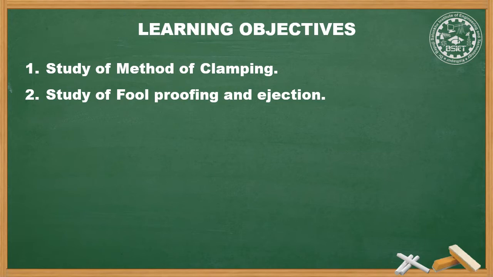Study of foolproofing and ejection is necessary so as to completely ensure that the workpiece is fitted into the jig or fixture, and ejection is necessary to understand the removal of the workpiece.